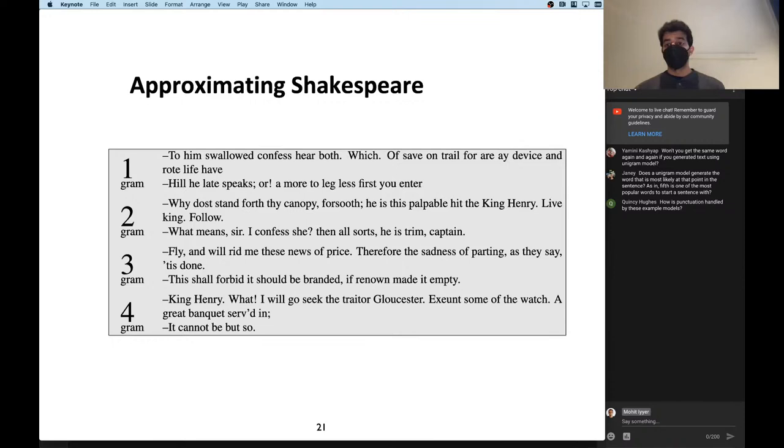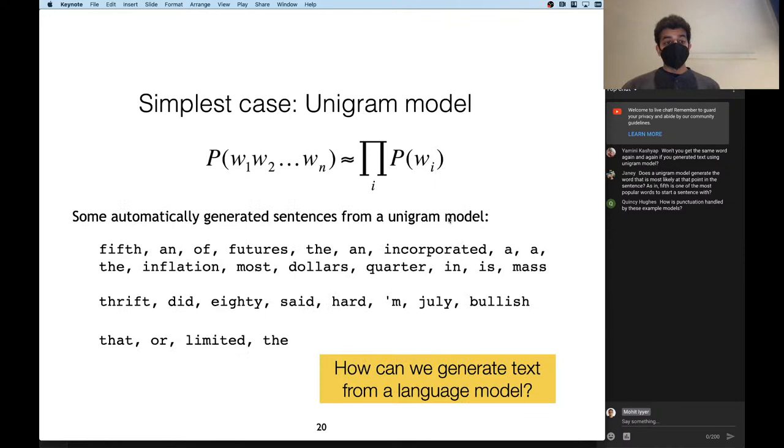Okay, I forgot to look at these questions. First question: won't you get the same word again and again if you generate text using a unigram model? That's a good question. It depends on how you're generating text from the unigram model. If you're generating text simply by taking the most probable word, in a unigram model that's always going to be the most frequent word, which is probably "the," so the text you get is going to be "the." In this example, they were not using the max probability word at every time step. They were sampling from the distribution. So you sample a word in proportion to its probability in the distribution. That's how you get different words. We'll talk a lot more about how you decode or generate text from a language model later on in the semester.